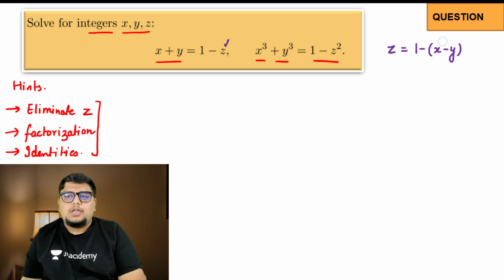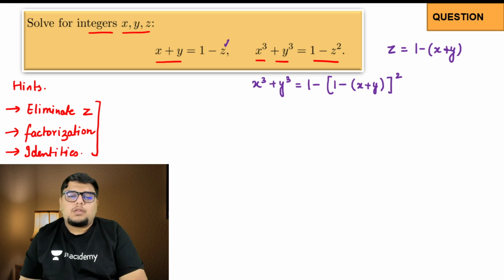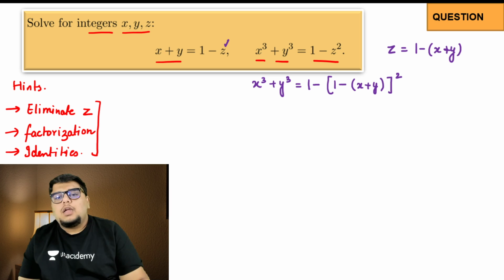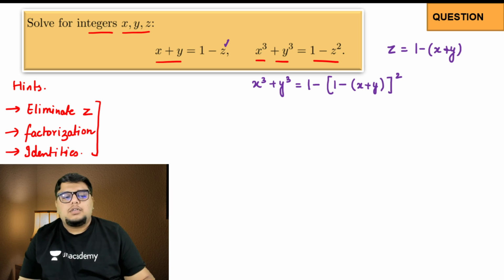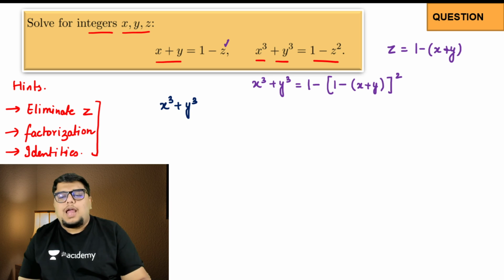So I'm going to take this value and put it in the other equation. This should be x plus y, sorry. So here it will become x cube plus y cube equal to 1 minus, so you have z equal to 1 minus x plus y whole square. Okay. Now what I'm going to do is I'm going to take it to this side. So I will get x cube plus y cube, and I will open this up.